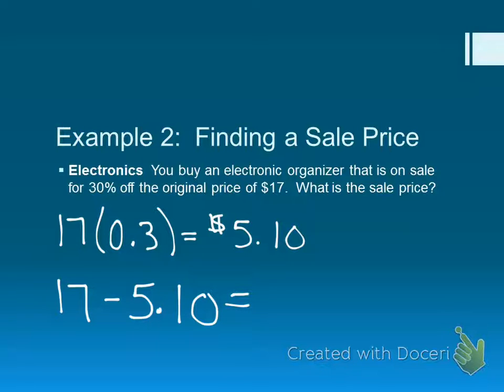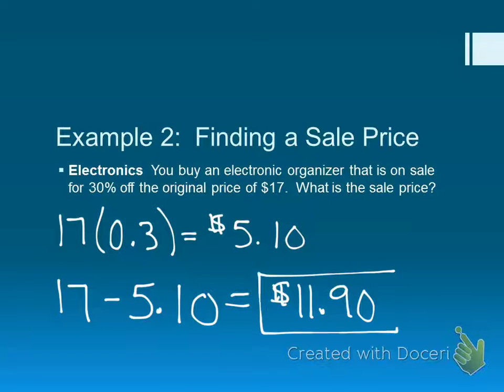Subtract it from 17. And I get $11.90. Don't forget that 0 to hold your pennies place, okay? Because I will definitely take off points for that if it's supposed to be in dollar form. All right, who got it right? Good job.